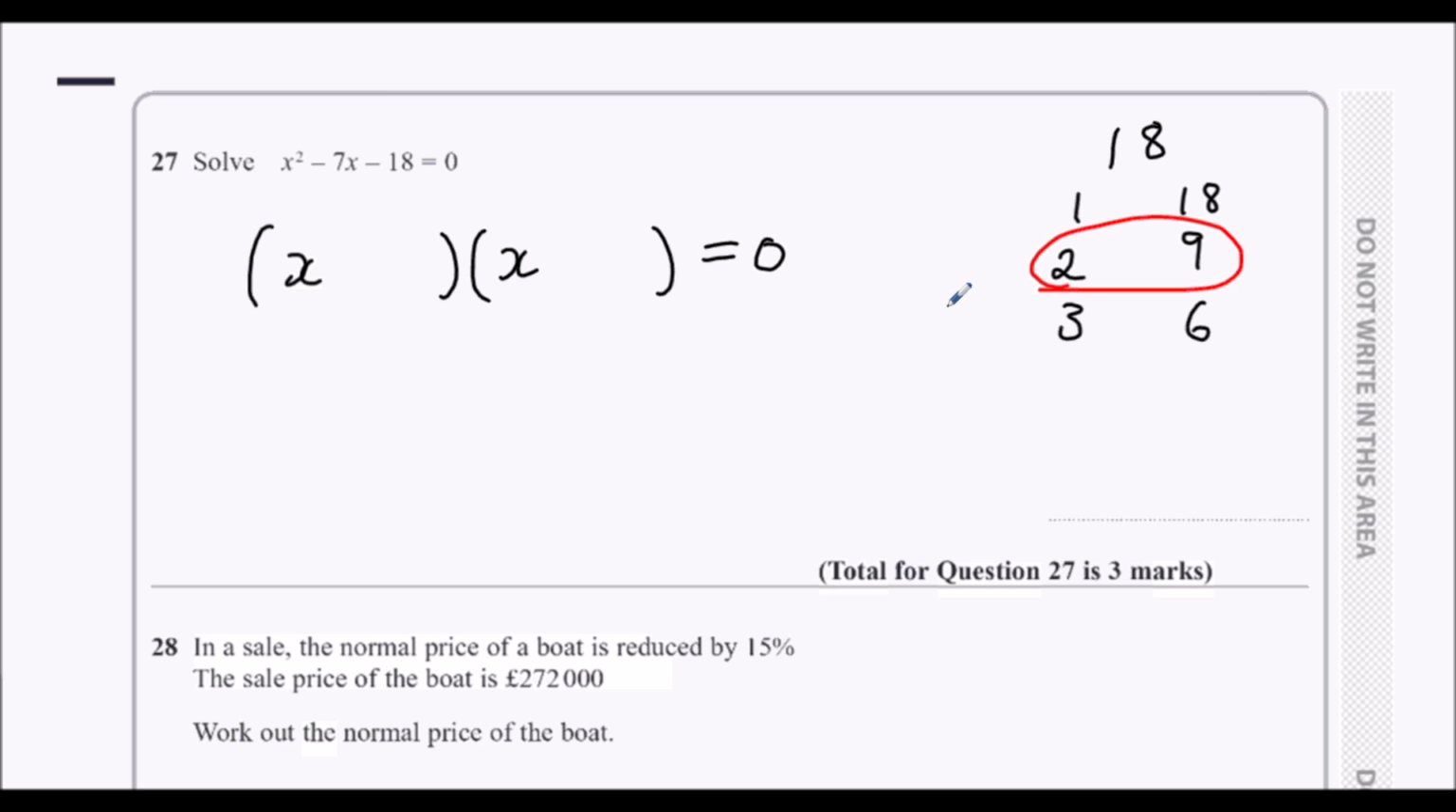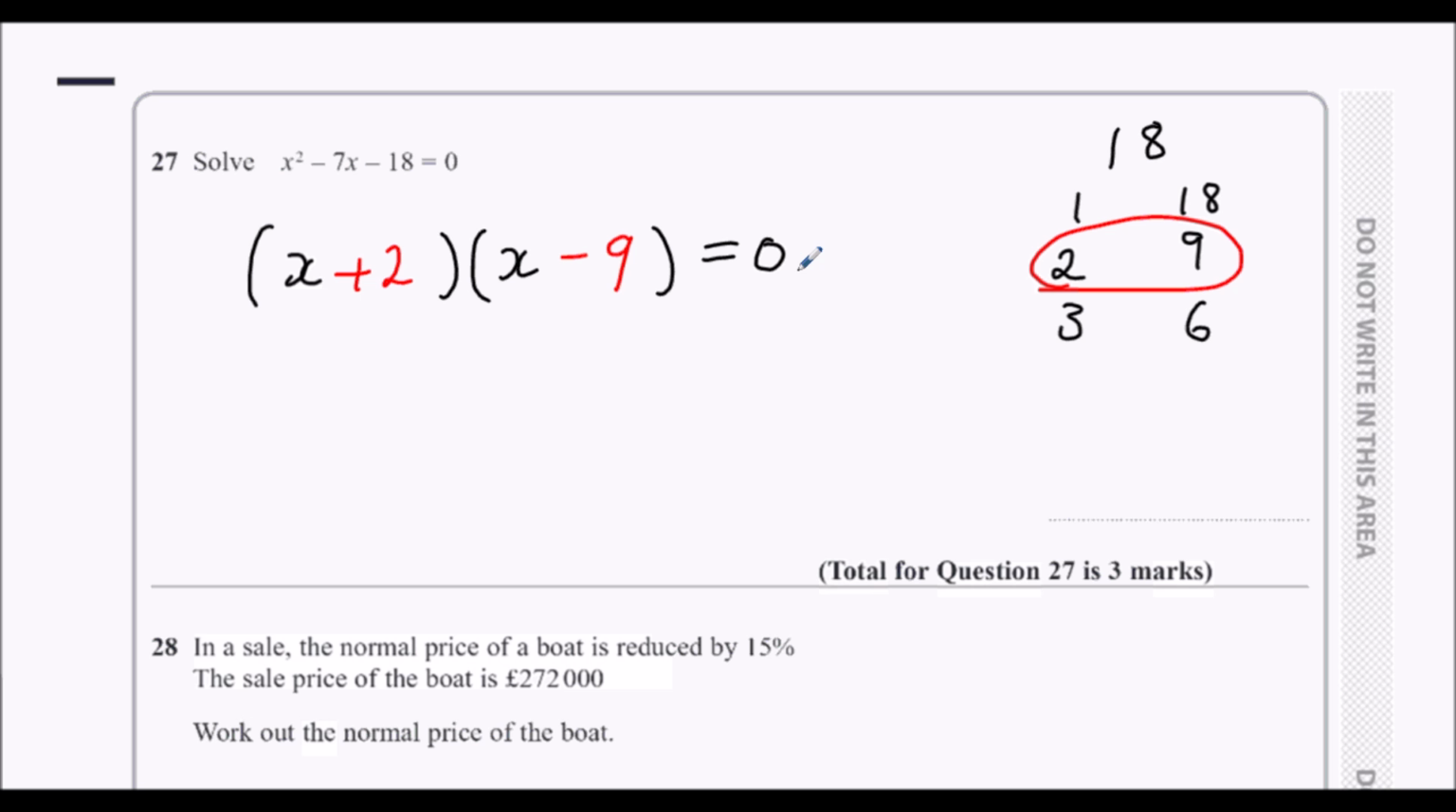So to get a negative 7, I want positive 2 take away 9. 2 take away 9 is negative 7. And positive 2 times a negative 9 multiplies to make a negative 18. So if I expanded these brackets, I would get back to x squared minus 7x minus 18.